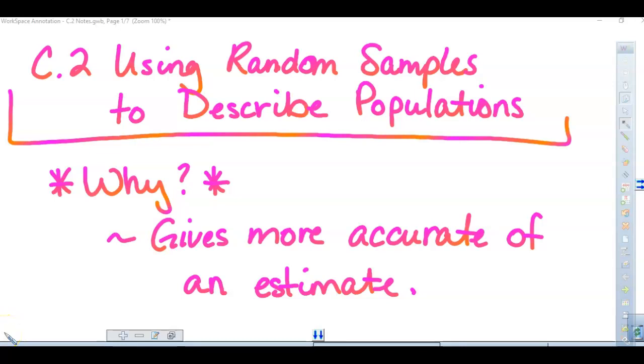Today we're going to be talking about how to use random samples to help us describe populations. Okay? This gives us a more accurate view of what the population does. Okay, so how does this differ between what we were doing before? Instead of one random sample, we're doing several random samples.